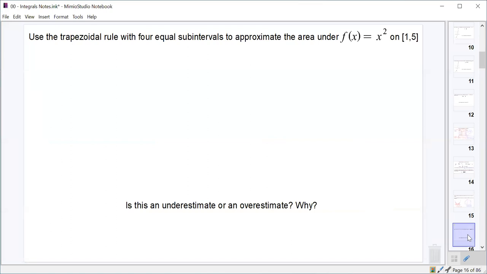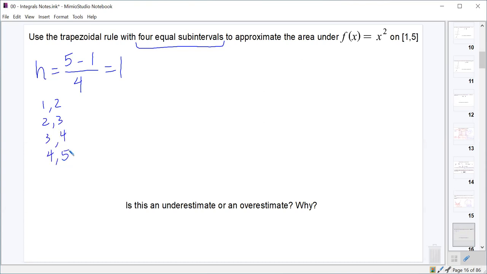We'll use this rule once here to see if we can approximate the area under f of x equals x squared on the interval from 1 to 5. And it says we're going to use 4 equal subintervals. So first off, we'll need to figure out what our value for h is. And h is b, which is 5, the end of our interval, minus a, the beginning of our interval, 1, over n, the number of subintervals, which is 4, which tells us that h, the length of each subinterval, must be 1. Well, if the length of each subinterval is 1, the first one is going to be from 1 to 2. And then we'll have one from 2 to 3, 3 to 4, and 4 to 5. These are going to be our 4 little subintervals.